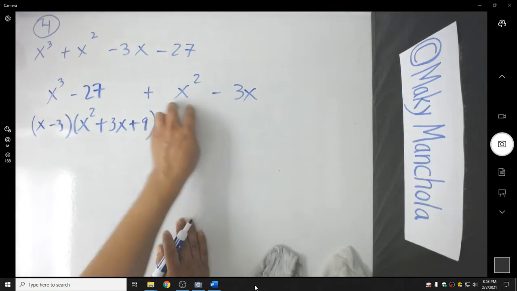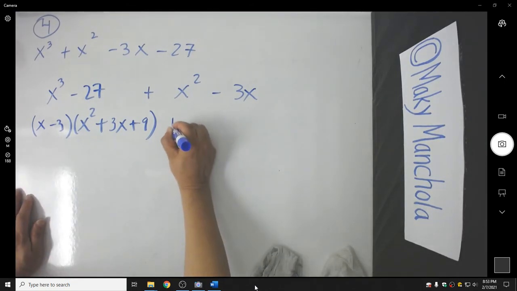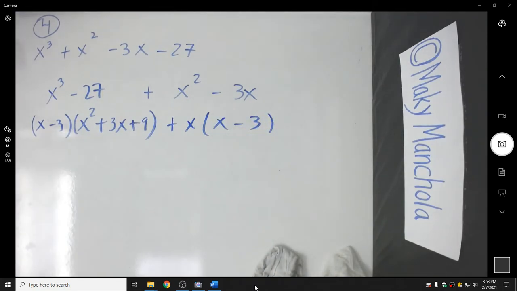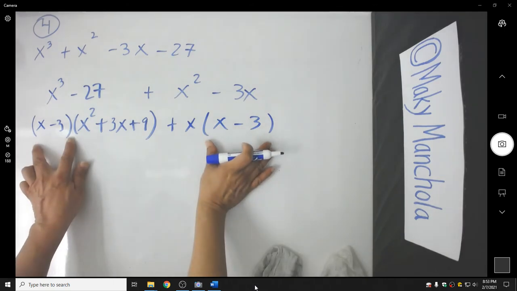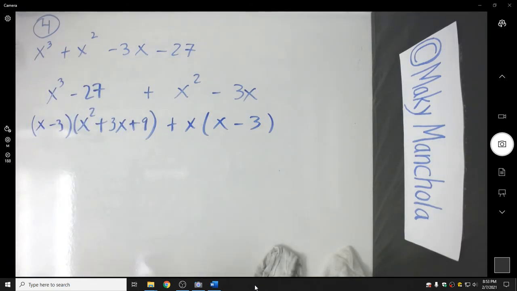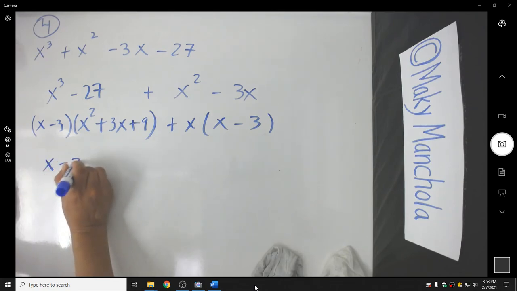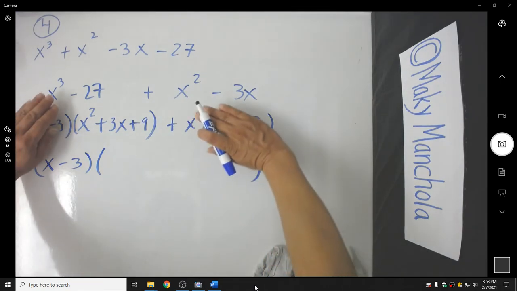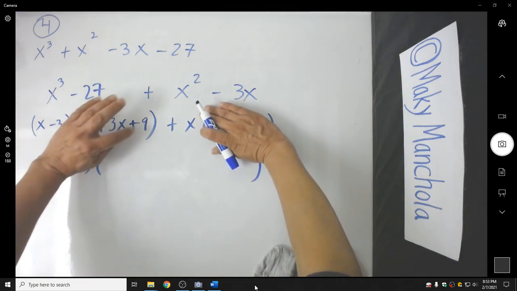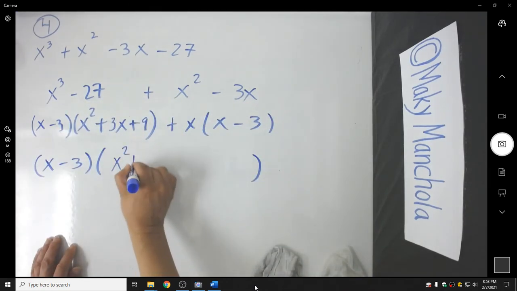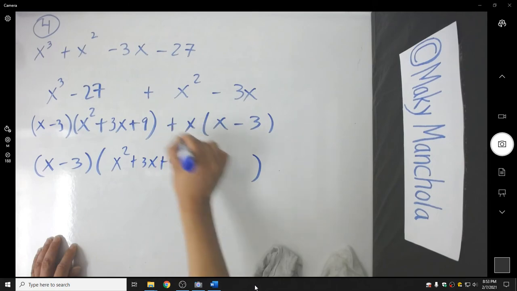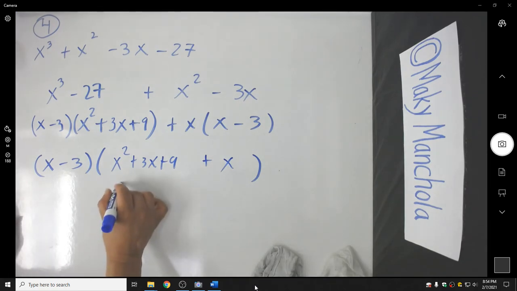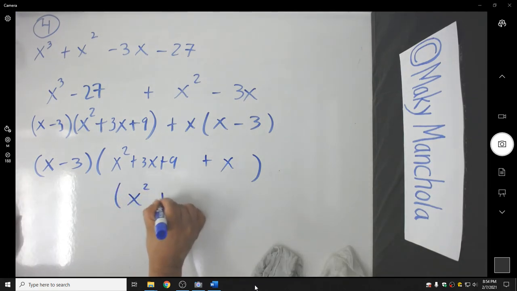Our second group, very simple. Common factor is x, so you take out x, and you're left with x minus 3. Success! We have a common factor of x minus 3. We proceed to factor it out. So we get x minus 3 times, what's left? Well, we get x squared plus 3x plus 9 plus x. Now we can combine like terms. 3x plus x becomes 4x.